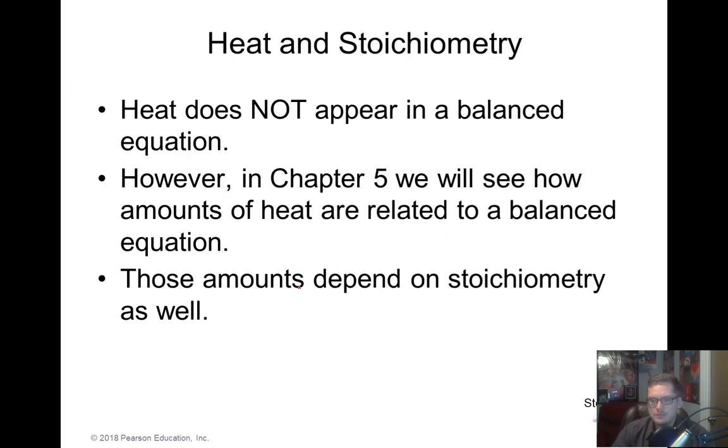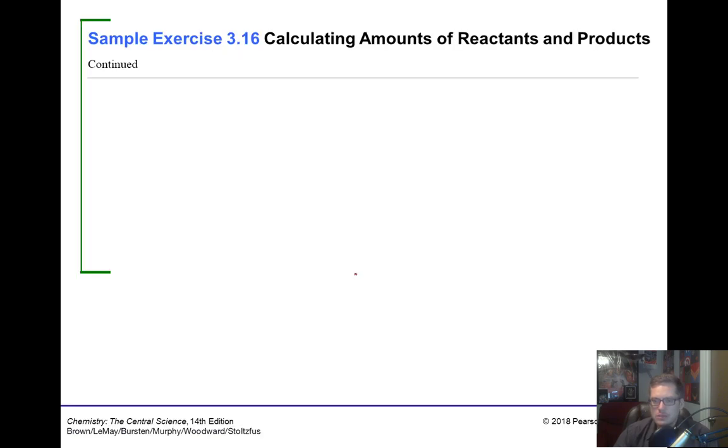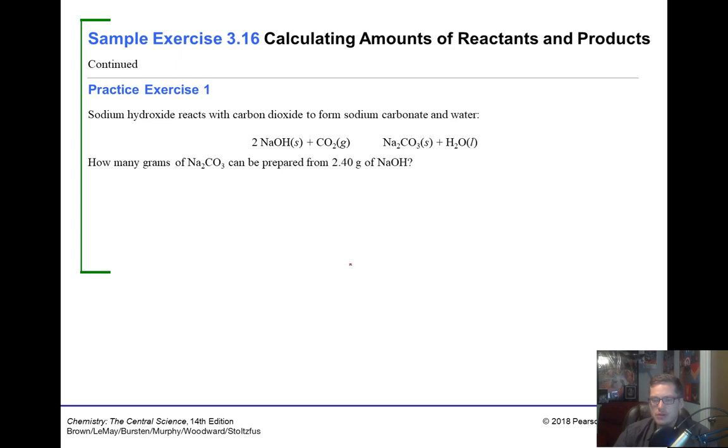All right. Just a little side note here, keep this in mind: heat, although it doesn't appear in a balanced chemical equation, is related to the balanced chemical equation. Okay, so keep this in mind in the back of your head. Here in chapter 5, we'll get to this point where we're talking about thermochemistry. All right, so let's do a practice problem here, and then we'll call it a day.